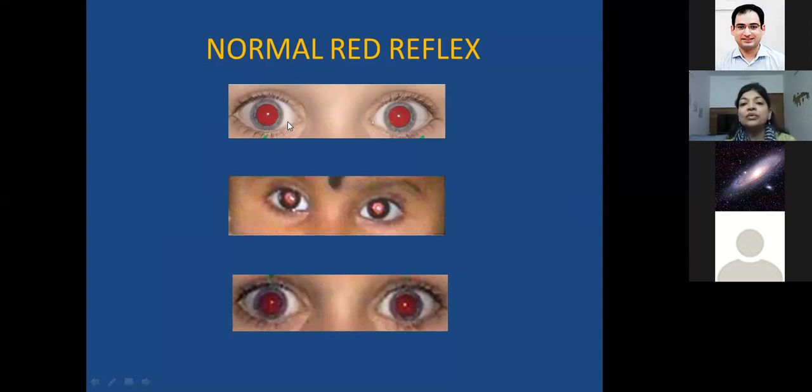The second thing we look for is to see for the symmetry of the reflex in both eyes, whether it's symmetrical or you have one eye which is having a brighter reflex or one eye which is having an absent reflex. That's what we look for. And then we also look to see if there are any opacities within the red reflex.